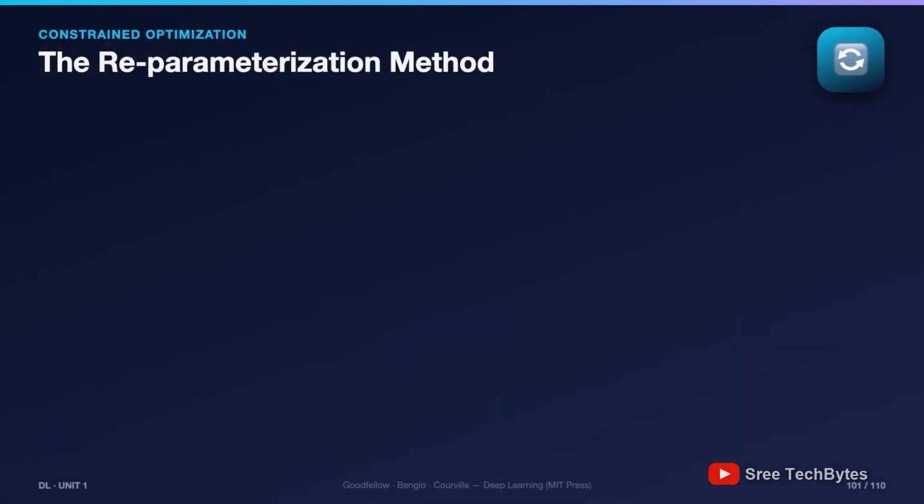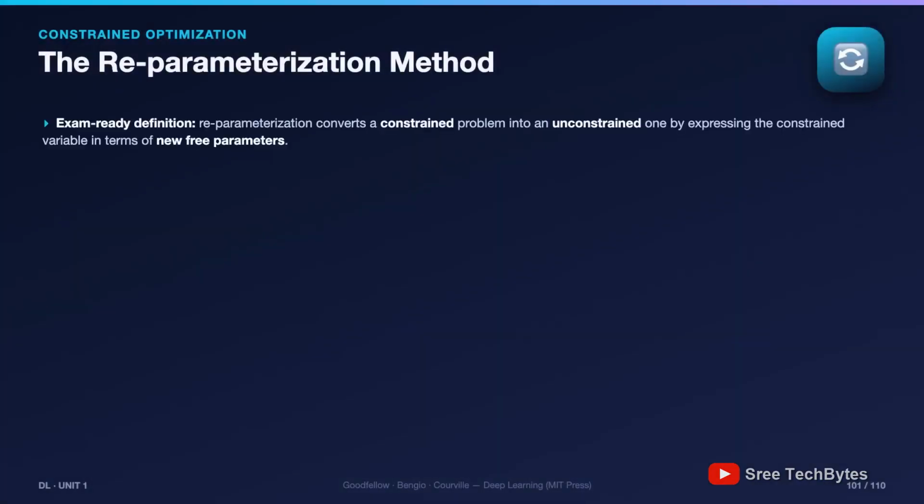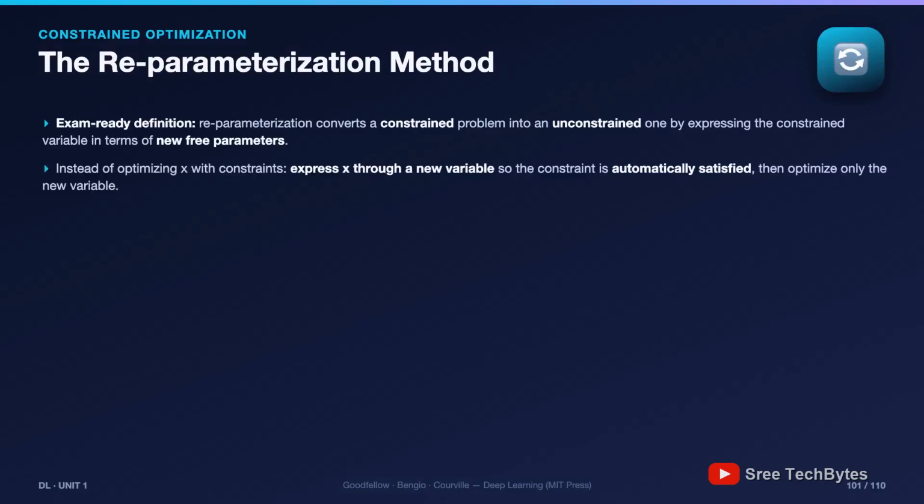Method 2 solves constraints with pure elegance: the reparameterization method. The exam-ready definition: reparameterization converts a constrained optimization problem into an unconstrained one by expressing the constrained variable through new free parameters. The philosophy shift is the beautiful part. PGD enforces the constraint, it polices violations after each step.